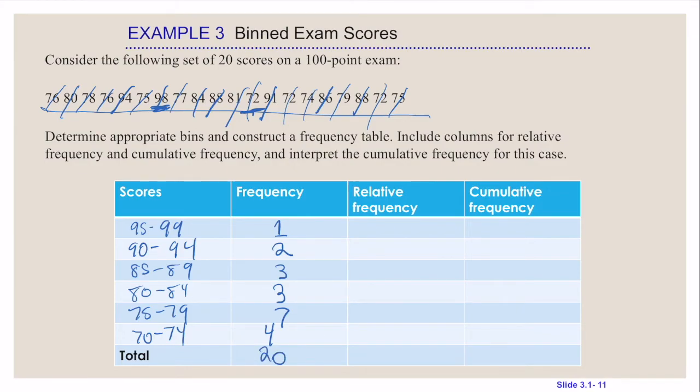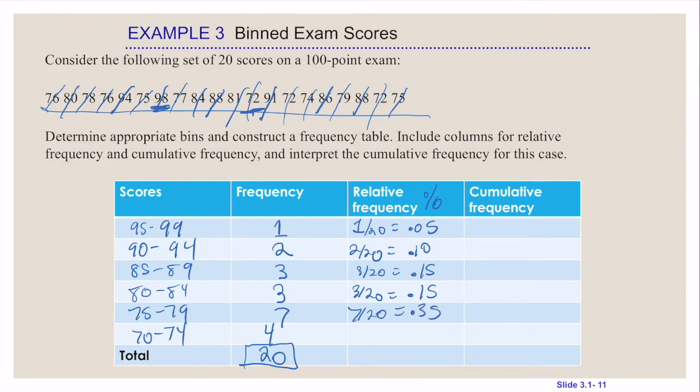I can then calculate the relative frequency. In order to calculate the relative frequency, I take the frequency that each bin occurred and divide it by the total number in all the bins. So I take 1 over 20, which is 0.05. I could also convert that to a percentage if I wish, but in this example, I'm not going to. 2 out of 20, which is 0.10. 3 out of 20, which is 0.15. 3 out of 20, which is 0.15. I already knew that. 7 out of 20, which is 0.35. And 4 out of 20, which is 0.20.